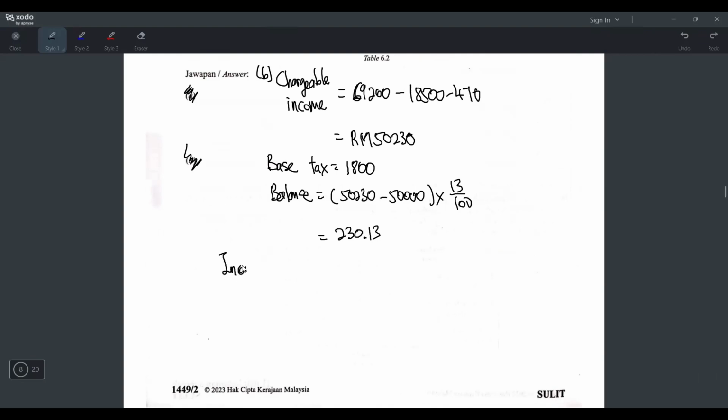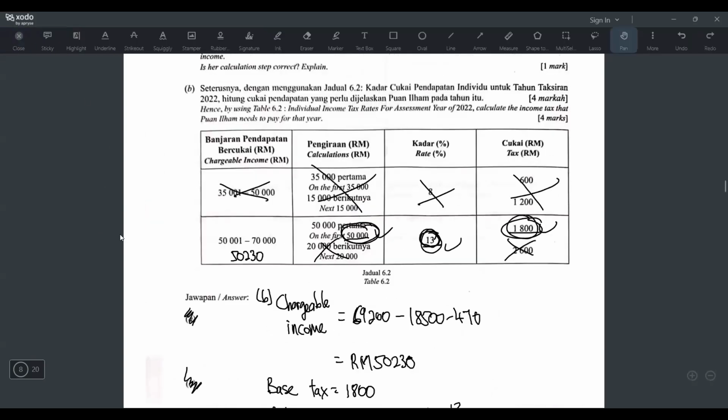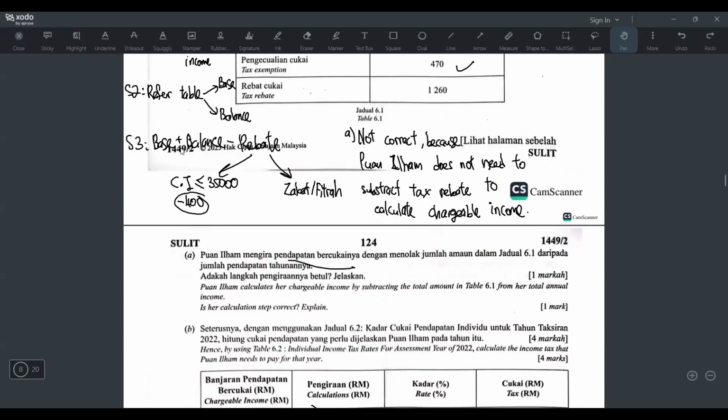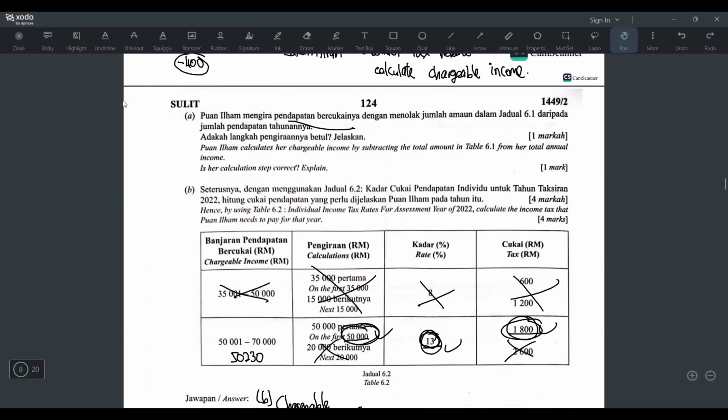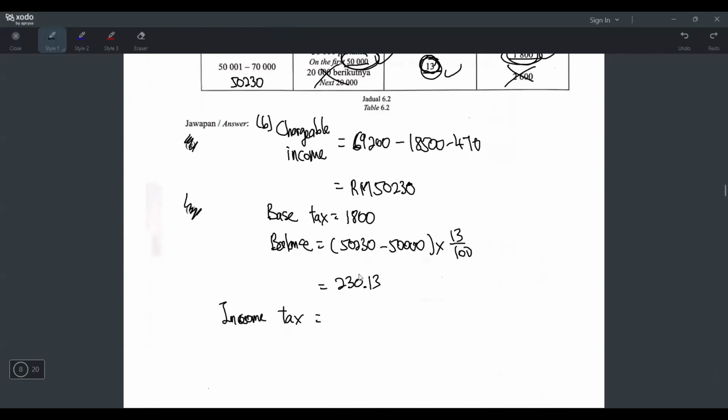So this is when I do the step 3 lah. Step 3. So you can tengok balik step 3. To calculate income tax is take the base tax plus balance tax minus rebate. Ataupun ambil cukai dasar tambah cukai baki tolak dengan rebate. So cukai dasar dia 1,800. Cukai baki 230.13 tolak dengan rebate.